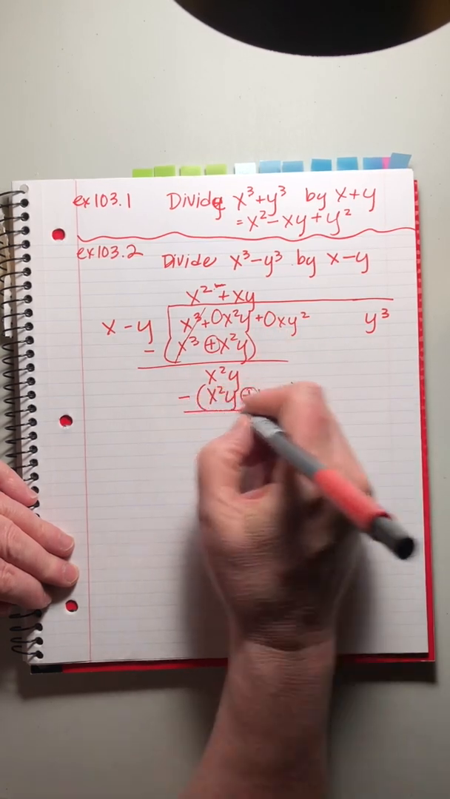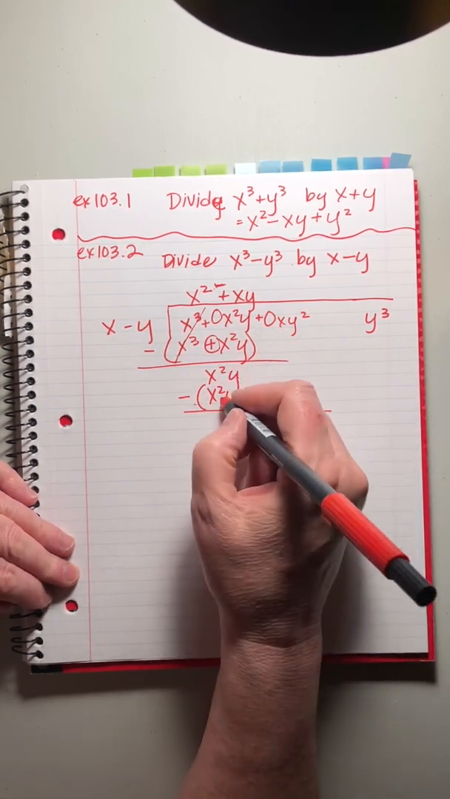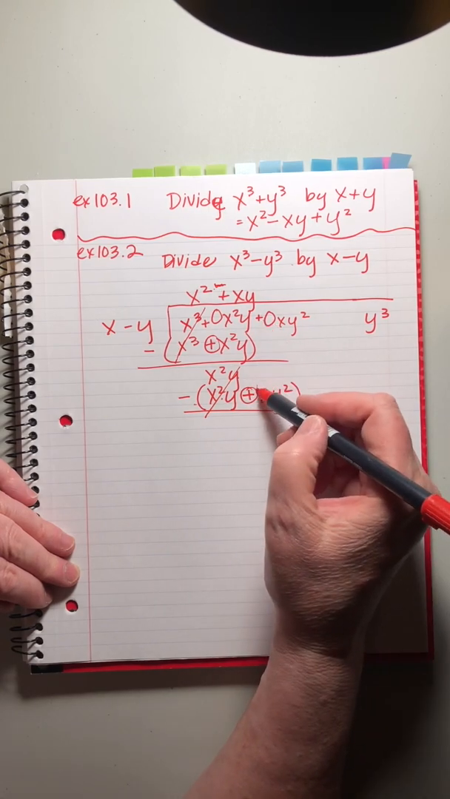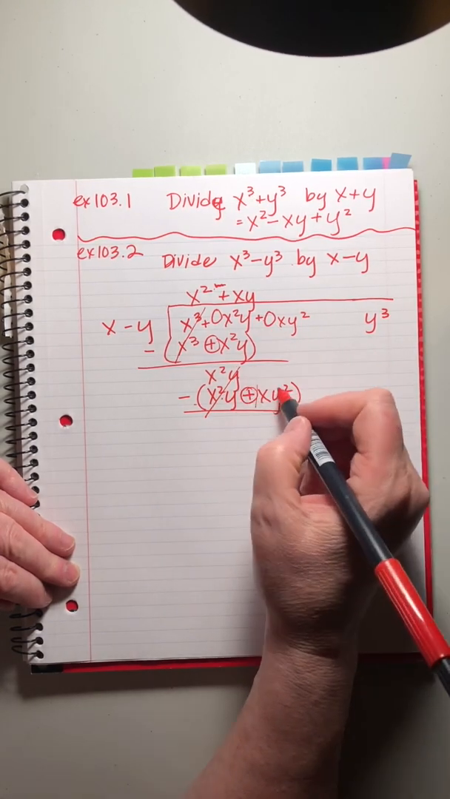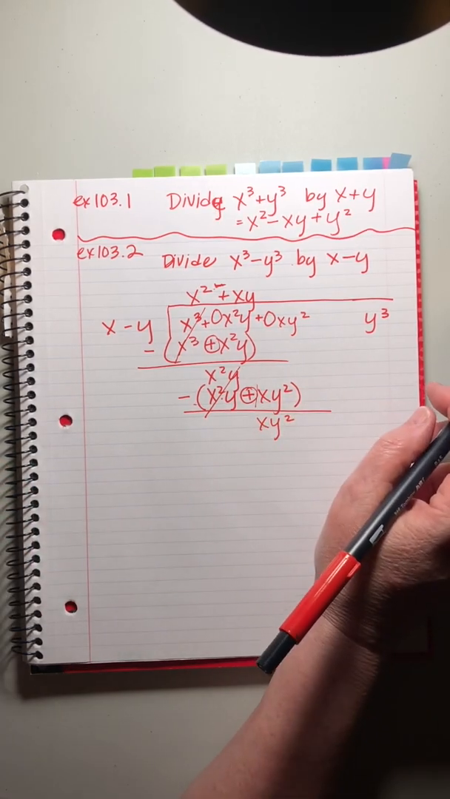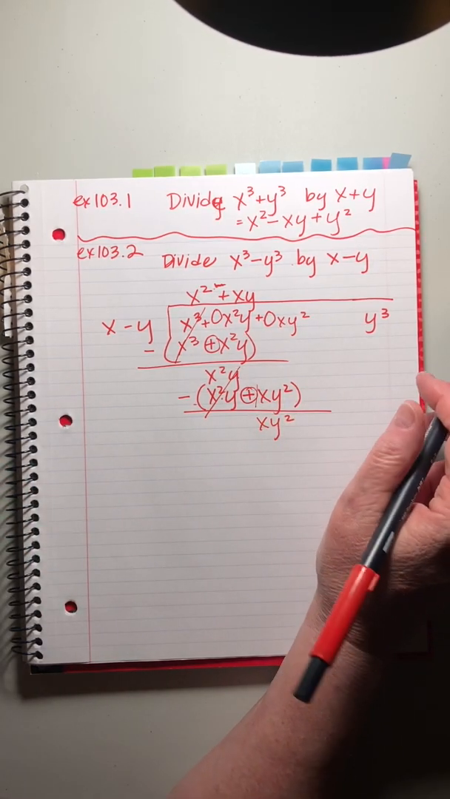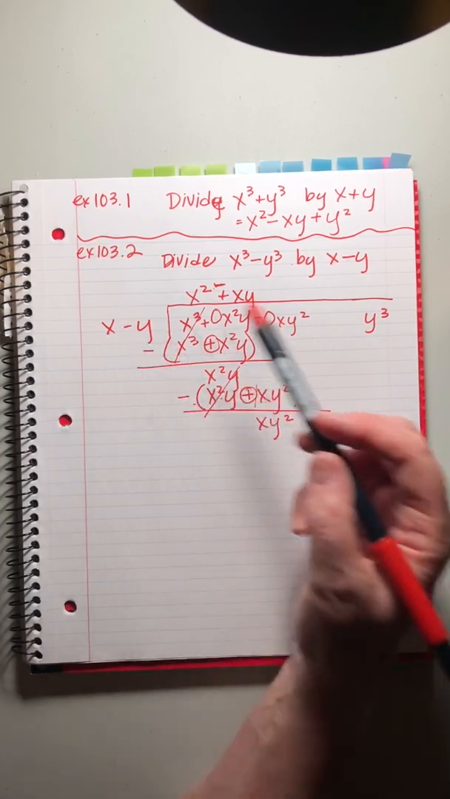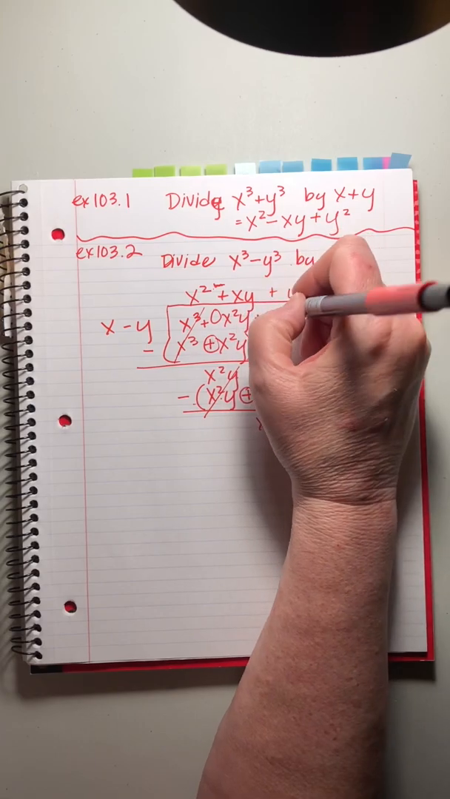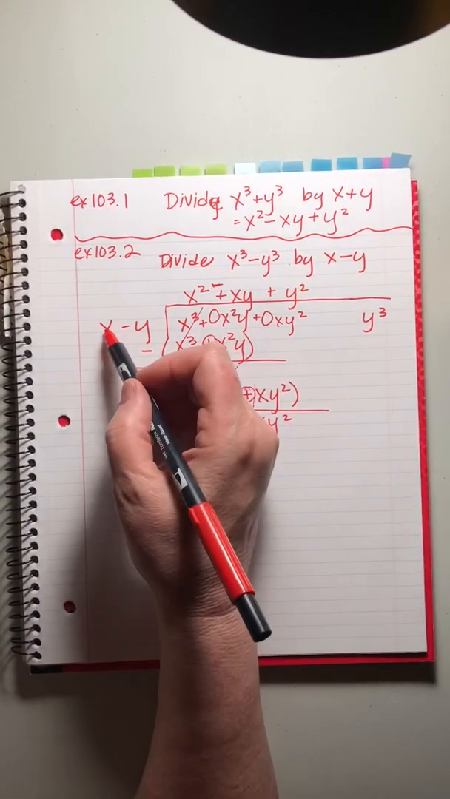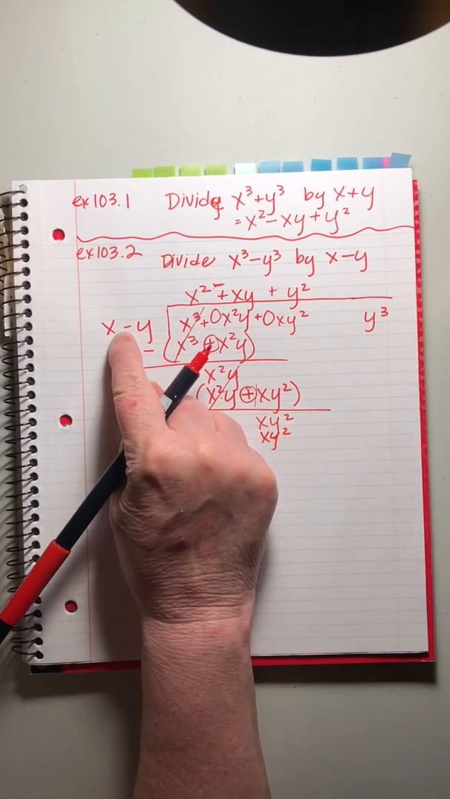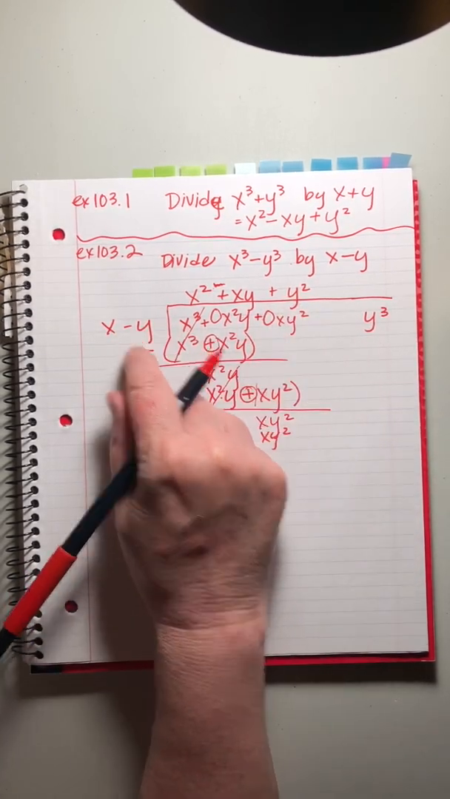Okay, now I'm good. X squared y minus x squared y, goodbye. 0 plus, and you can put a 1 there if you want. 0 plus 1 xy squared is xy squared. Yay. We're doing really well, right? All right, what do we multiply by x to get xy squared? Y squared, right? We multiply, that's xy squared minus y cubed.